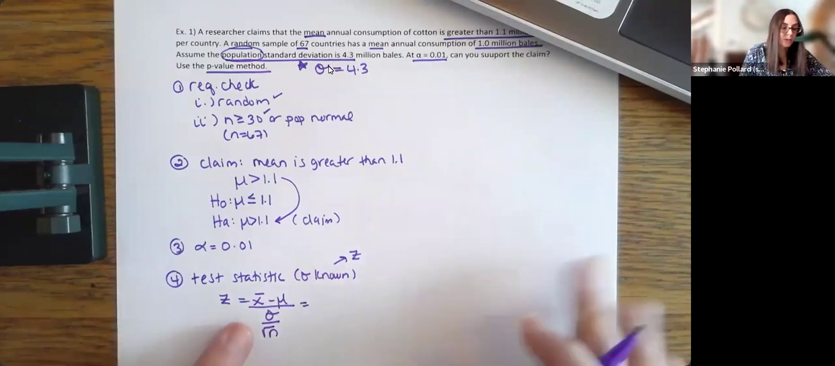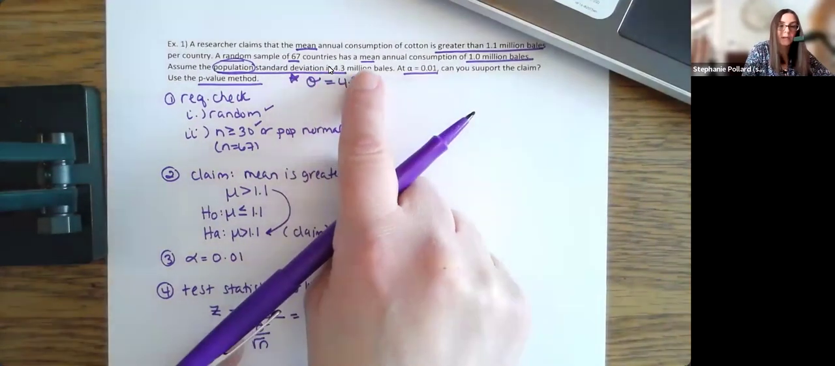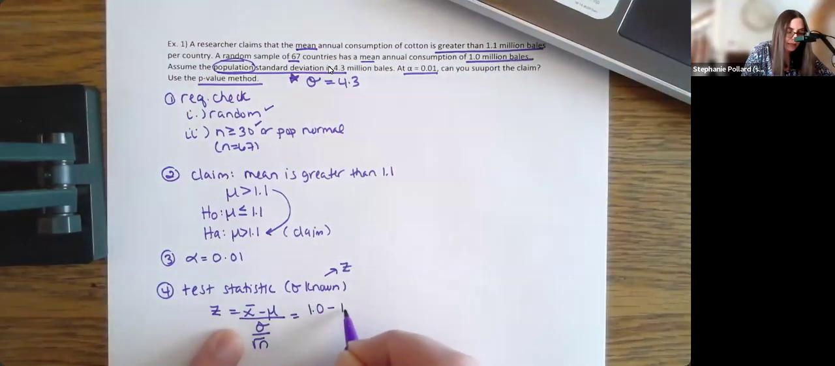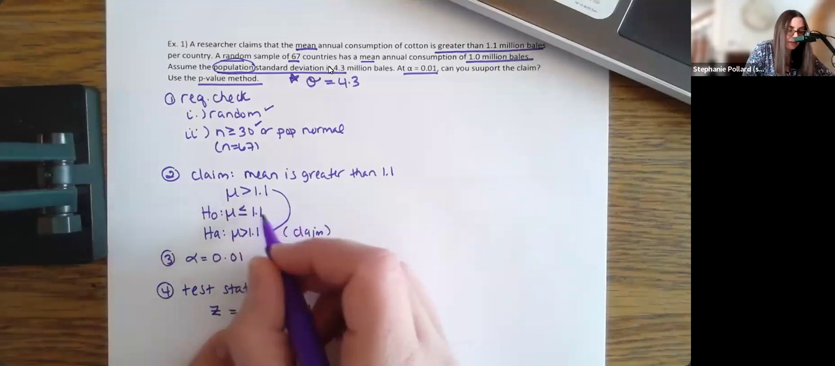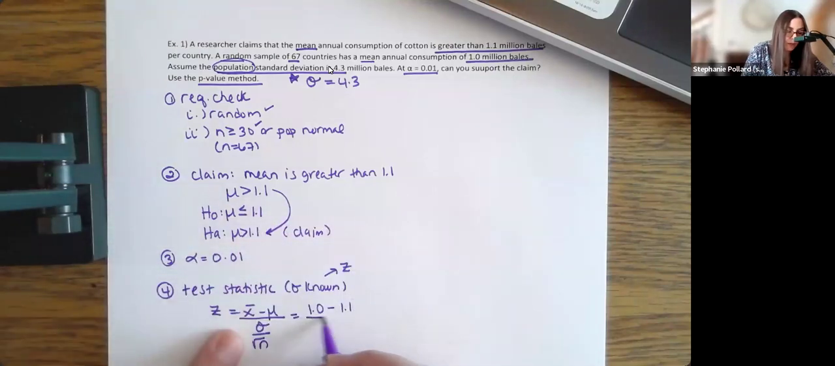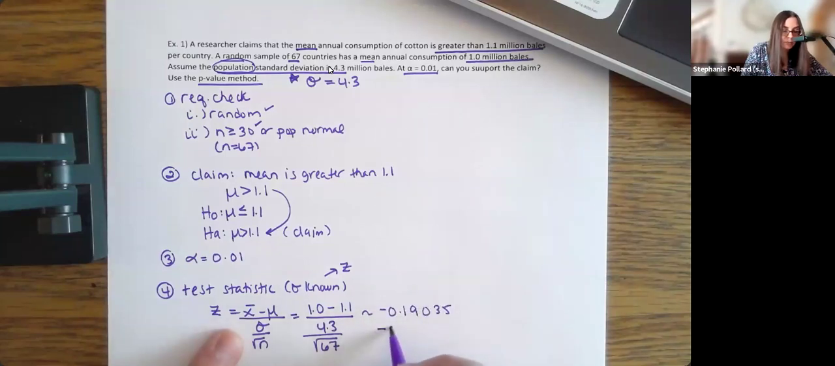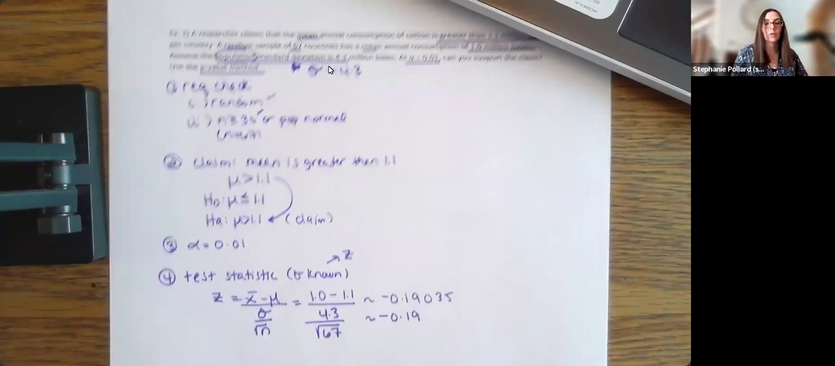Now the x-bar is from your sample. So it says the sample mean was 1.0. So 1.0. Don't forget the mu is from your testing setup here. So 1.1. Our sigma is 4.3 and our n was 67. Now I'll let you do this on your calculator. You get about negative 0.19035, or using 2 decimal places, about negative 0.19. Remember, z-scores we typically use 2 decimal places for.